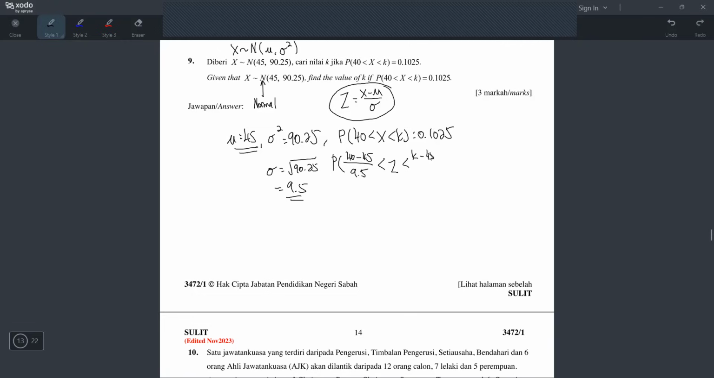K minus mean, which is 45, over standard deviation 9.5 equals to 0.1025. Now, I have to press the calculator and see what I get here, right? So let's press the calculator. 40 minus 45 is negative 5. 5 divided by 9.5, it's 0.526. Okay, just write 3 decimal places. Okay, 3 decimal places is enough.